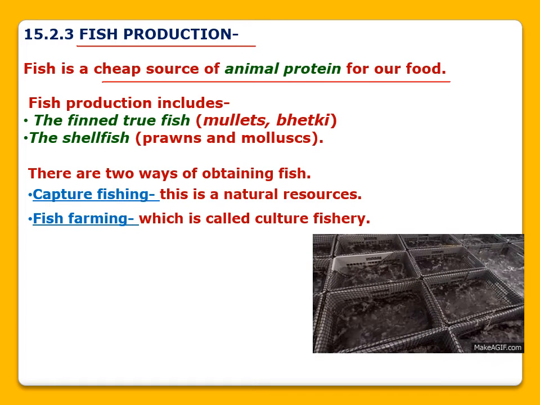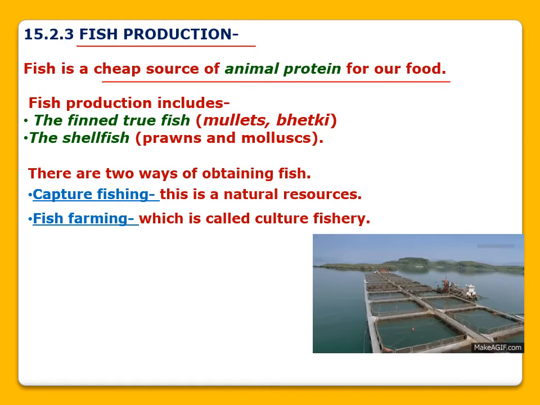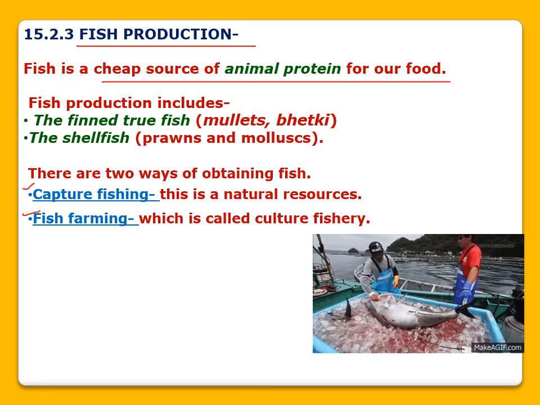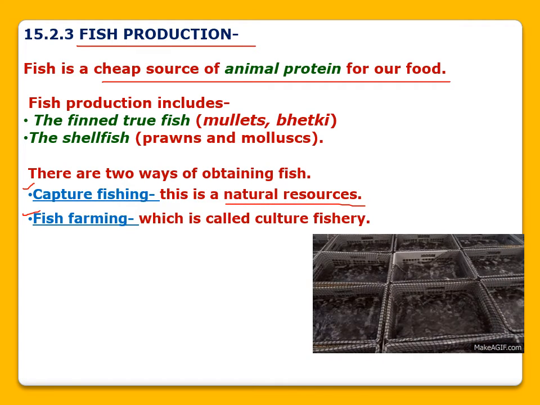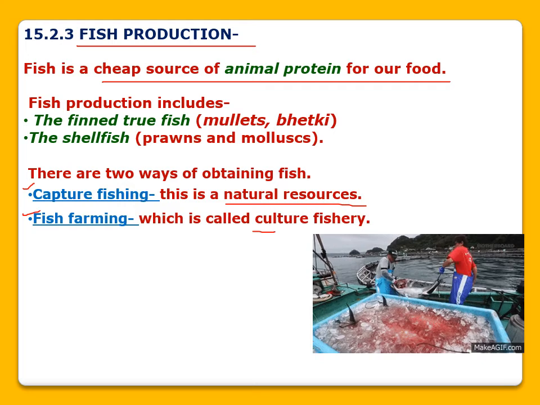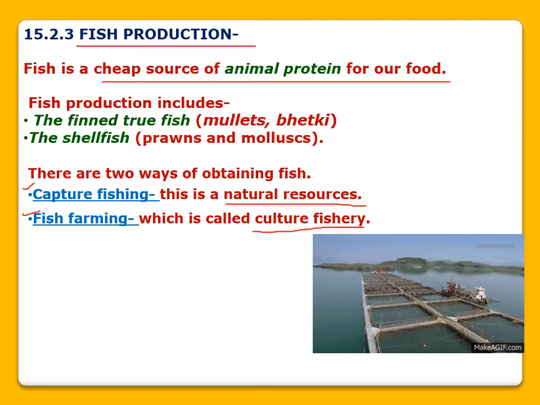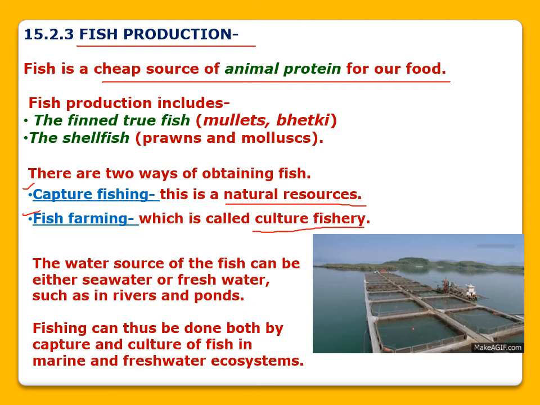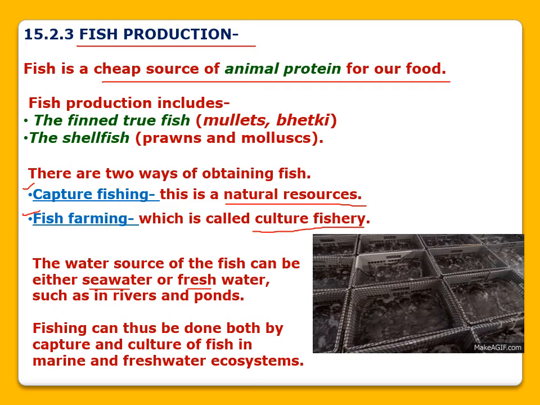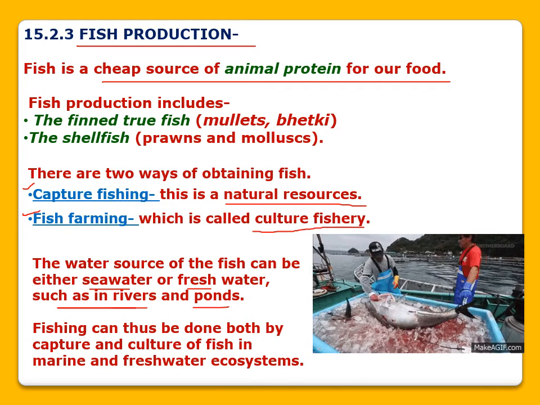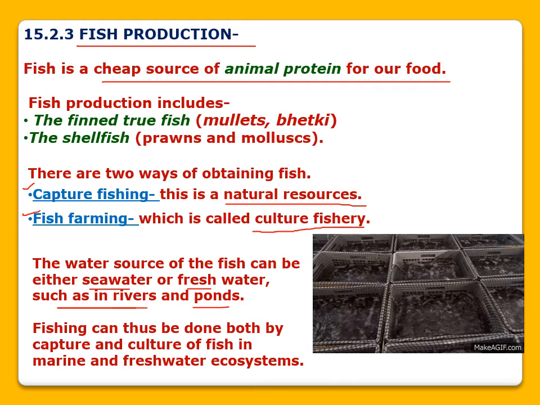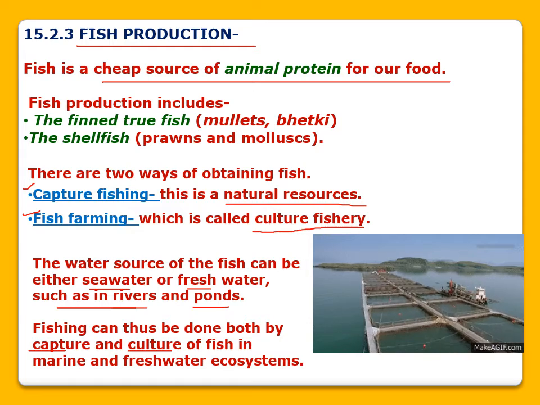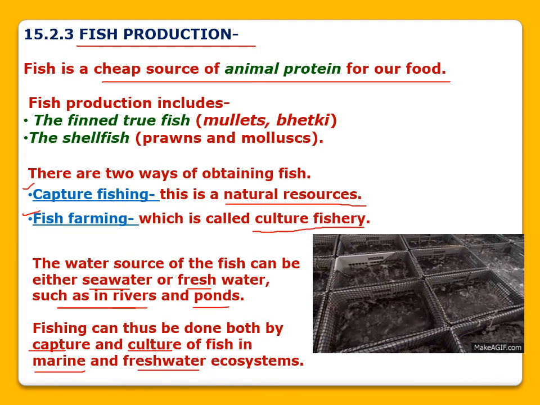There are two ways of obtaining fish. The first one is capture fishing, and the second one is fish farming. Capture fishing means getting fish from natural resources, and fish farming means culture fisheries, where fish are cultured. The water source of the fish can be either seawater or fresh water, such as rivers, ponds, tanks. Fishing can thus be done both by capturing and by culturing, in marine water or in freshwater ecosystems.